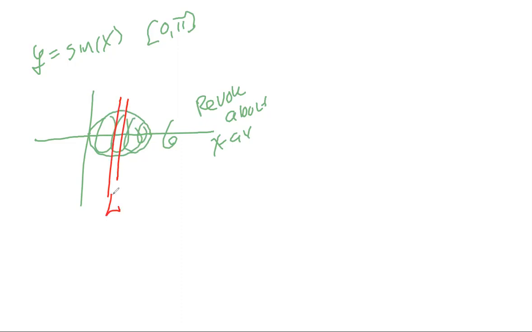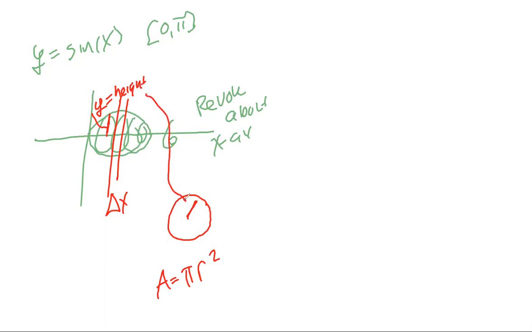like this would be a little delta x, and if we turn that piece on its side, it would be a total disk, where basically we know what the area of this is. Area is pi r squared, where this is the radius. Well, that radius right there just comes from a height. So that y value or height would translate into that radius right there.